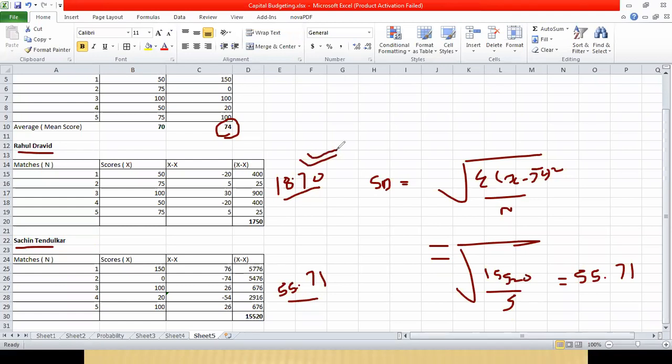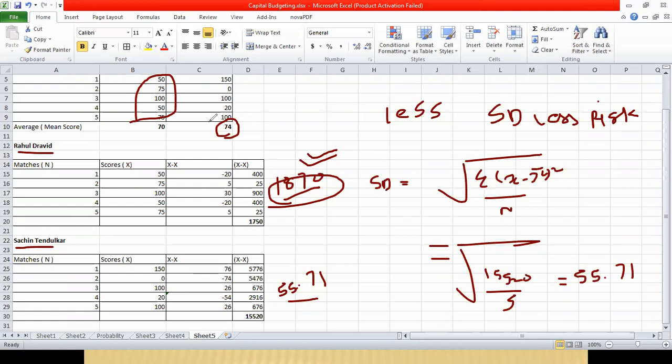So less the standard deviation means less the risk. Less standard deviation means less risk. It means there is a chance that he will score in the match. Because his performance is consistent, his standard deviation is less. This player's scores are good, but consistency is not there. That's why standard deviation is high. More standard deviation means more risk.